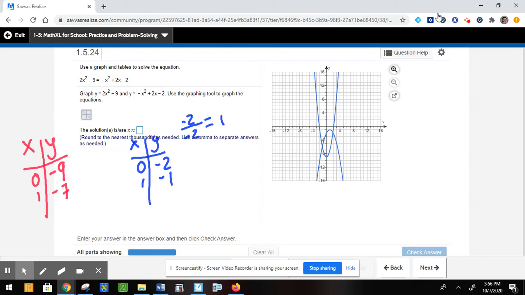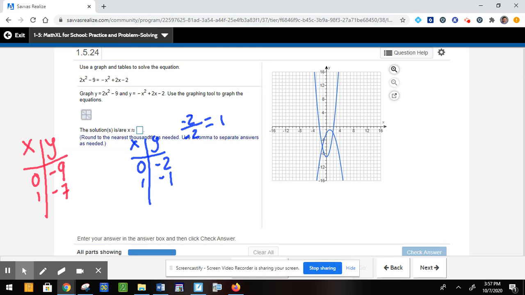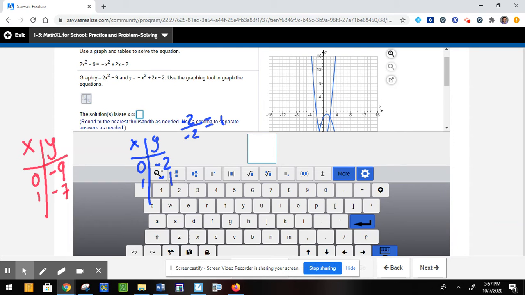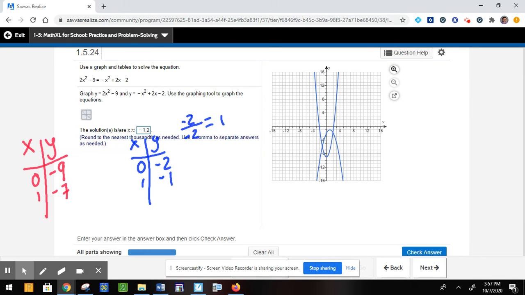And then the solutions are about, right? So just estimating. That first one's at an x value of 2. And then this x value looks like it's at negative 1. So maybe in the graphing function, you can actually do some intersecting.